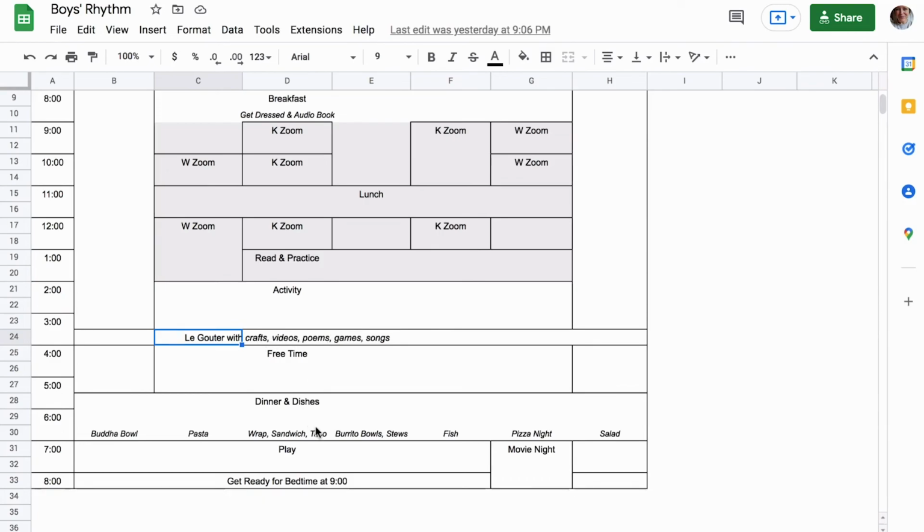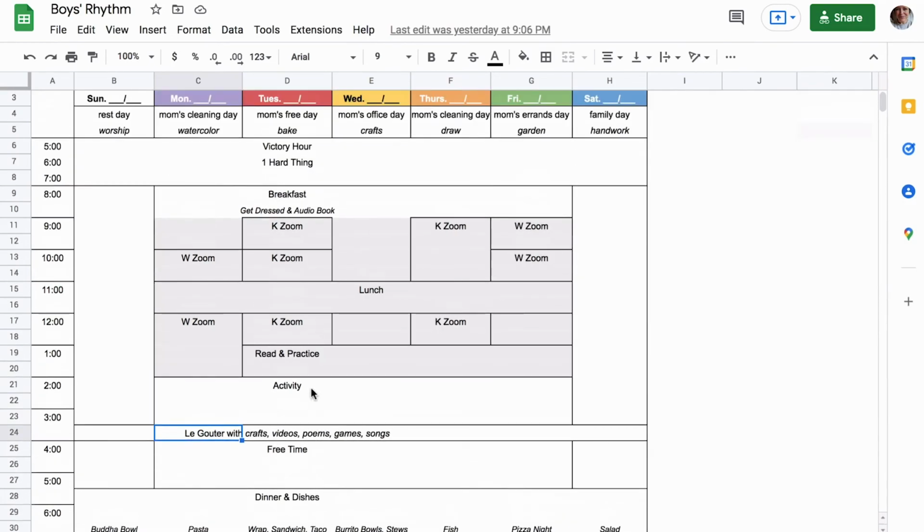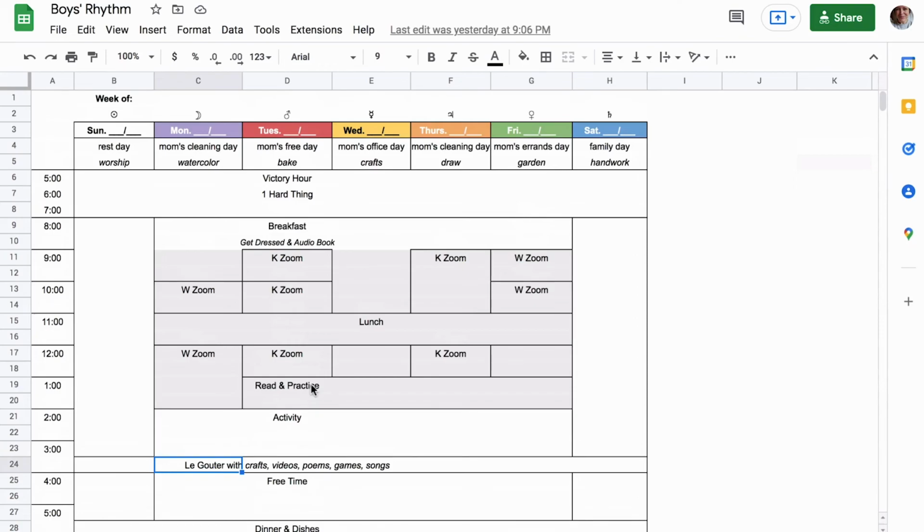So anyway, that is my spreadsheet. I'm going to have this linked below where you can download it or make a copy to save over to your Google Drive. You don't have to sign up for anything or any email newsletters. I wanted to make it available to you because I'm going to be using it myself and I think it will be helpful for others.